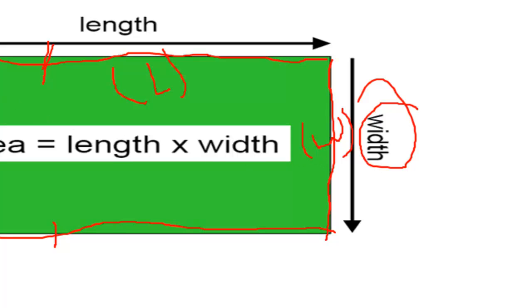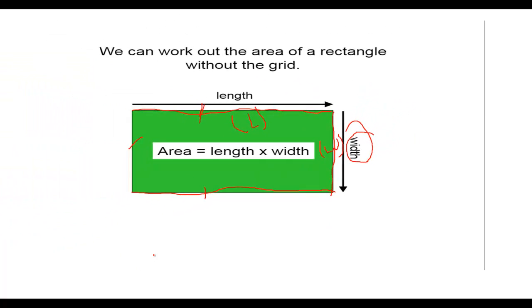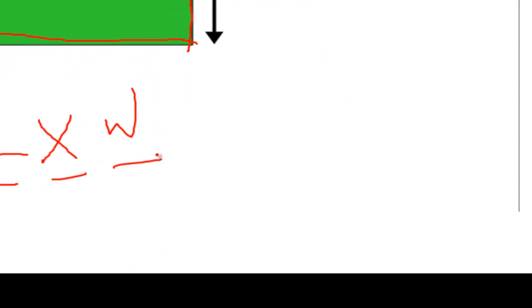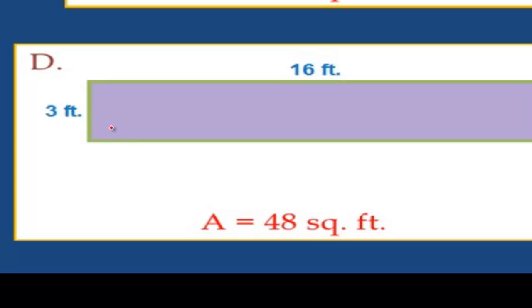So this side is equal to this side. So both sides here are width, and both sides here are length. But how are we going to find the area of a rectangle? The area of a rectangle equals length multiplied by width. Length multiplied by width. I think it's so easy. So again, the area of a rectangle is equal to length multiplied by width. So let's see some examples.